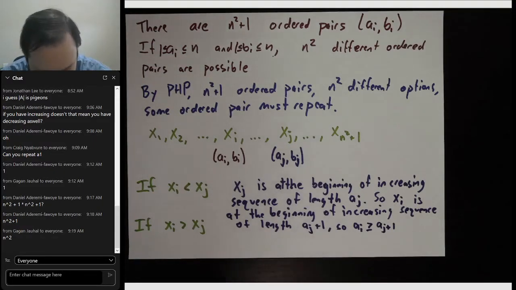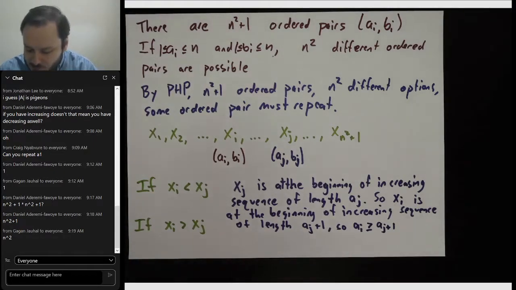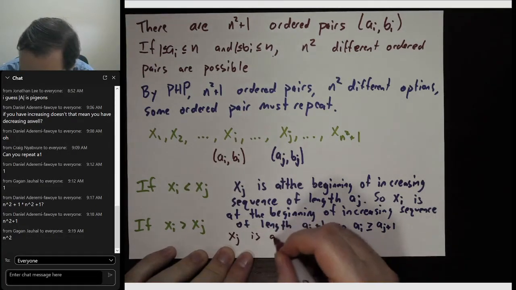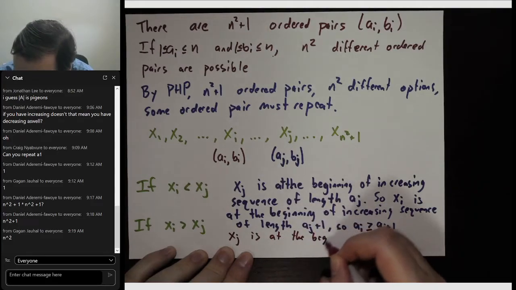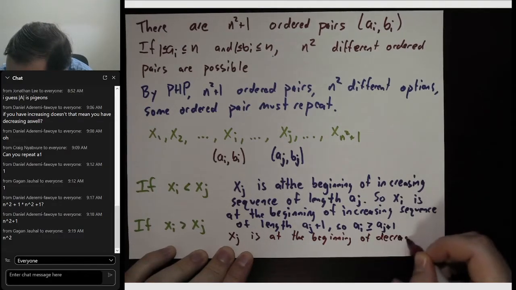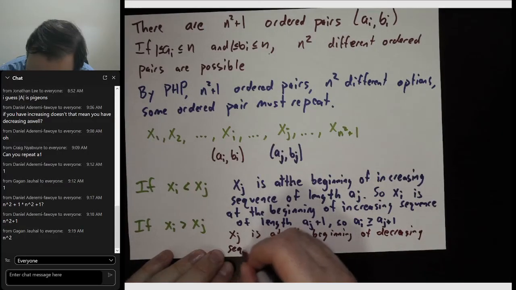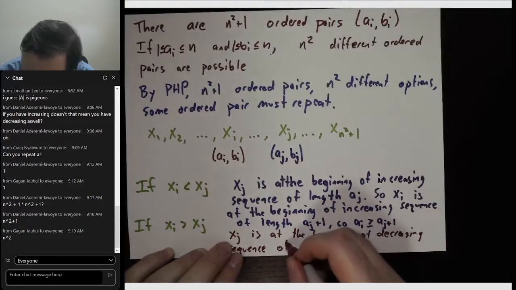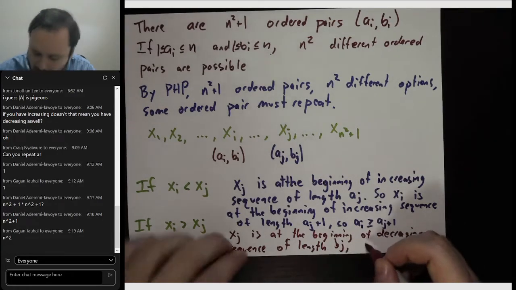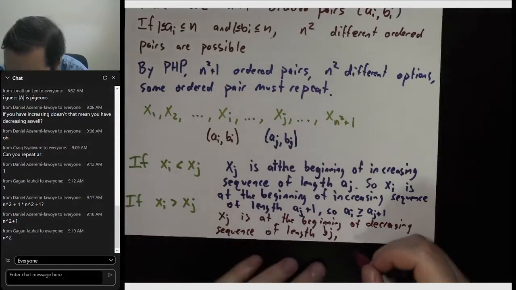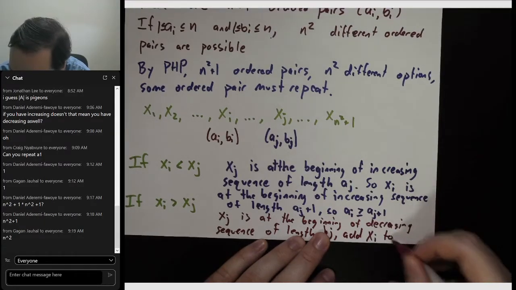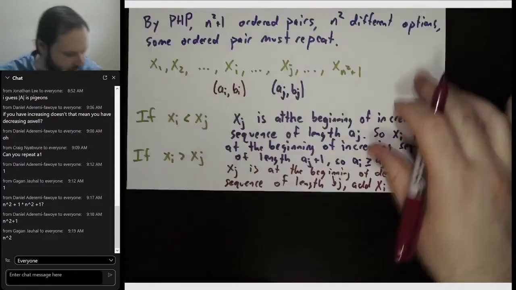And the opposite happens here. If x sub i is bigger, then x sub j is supposed to be at the beginning of a decreasing sequence of length b sub j. But I can tack on x sub i to the beginning of that sequence. Add x sub i to get a longer sequence.